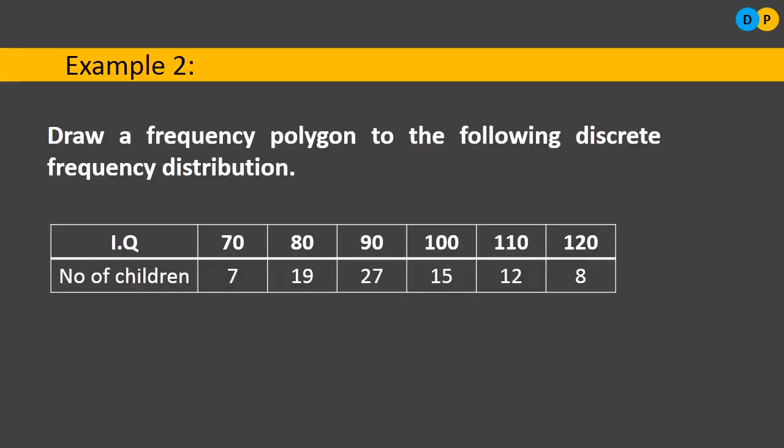Second problem. Draw a frequency polygon for the following discrete frequency distribution. Please notice here, first of all, they have asked us to draw a frequency polygon directly, not going by the histogram. And what is the given data? The given data is in terms of discrete frequency. Please notice there is no class interval, directly 70, 80 like this. So this is a discrete frequency distribution.